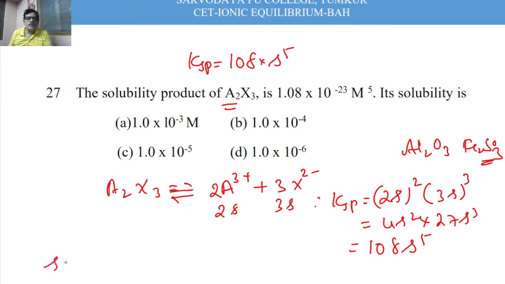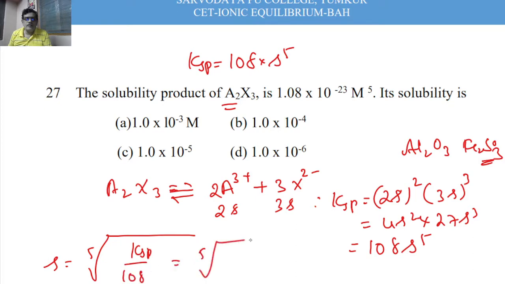So S will be the fifth root of Ksp divided by 108, and that will be the fifth root of 1.08 into 10 to the power of minus 23 divided by 108. So this can be solved easily.